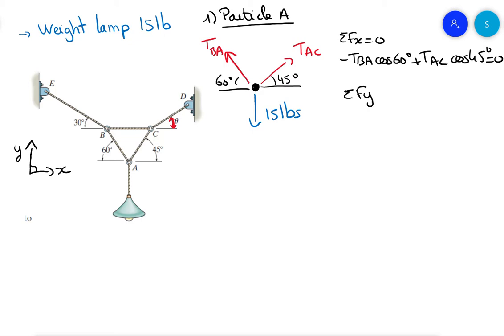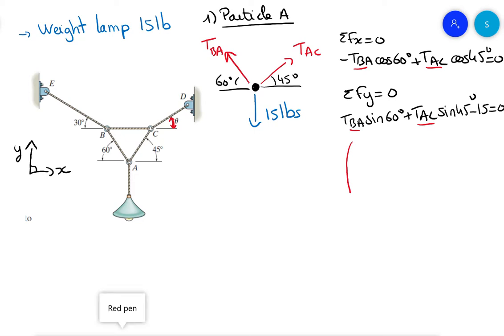So we'll do the same for the sum of the forces on Y equals 0. For TBA, I have TBA sine 60 plus TAC sine 45 and minus 15 equals 0. Okay, so we have two unknowns and two equations. So we can use a little matrix system. So what I use is the inverse, and I got the answer there. Yeah, there. That's a minus 1.